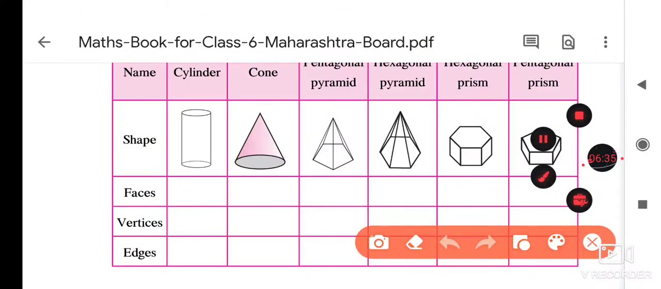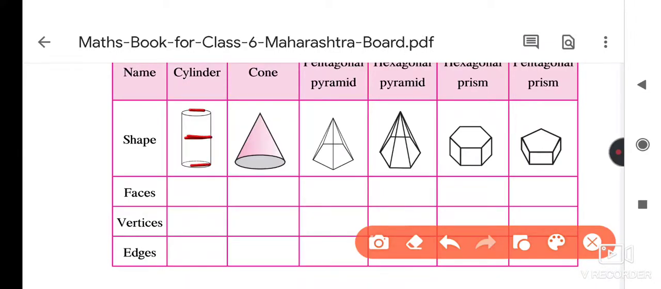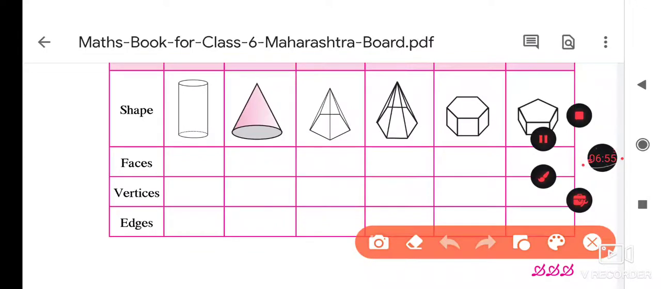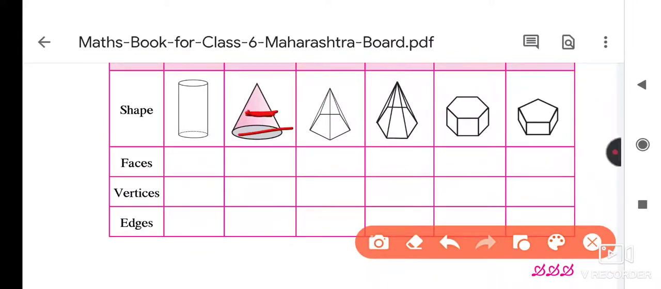So here we have drawn, how many faces does it have? It is a cylindrical shape, so it has three faces: this curved face and the downside face. If it is closed, it has three faces. Vertices, none. How many edges are there? Two edges are there. Then the cone. How many faces does the cone have? This is the curved face, and this is the flat face. It has two faces. One vertex, and how many edges? One circular edge is there.